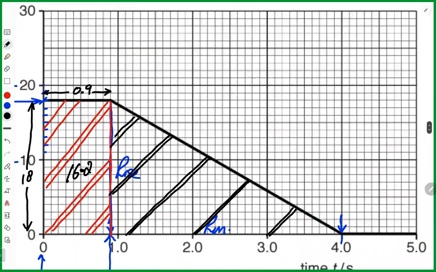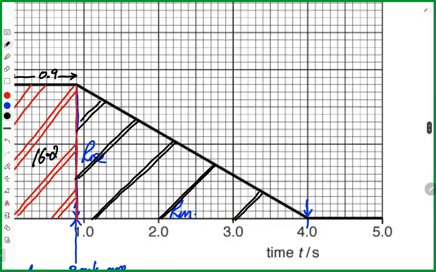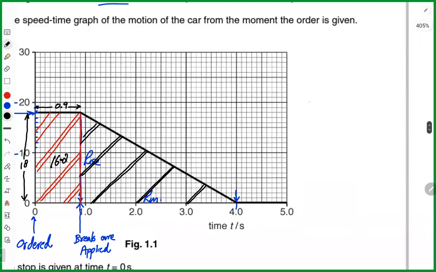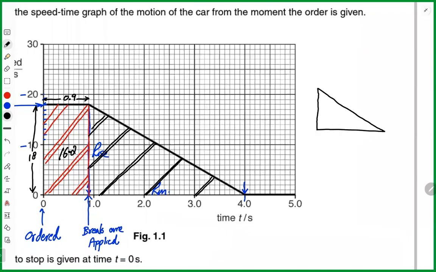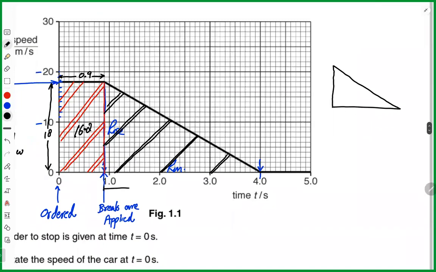Now come to the triangle part. What is the formula for area of a triangle? Sufyan. Half L into B. So look, this length is 3.1. The vertical height is 18. So this is 18, this is 3.1, and we need the area. Can you tell me the answer for the area? 27.9.